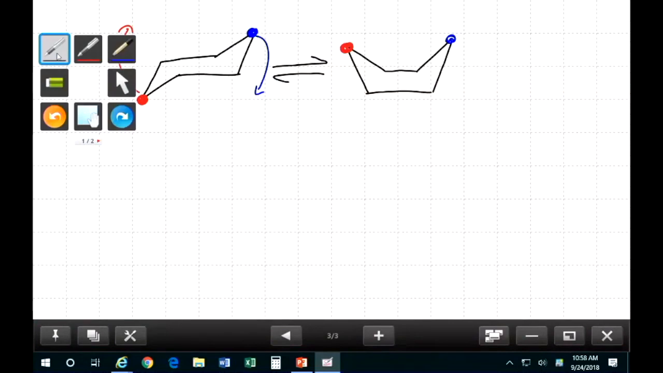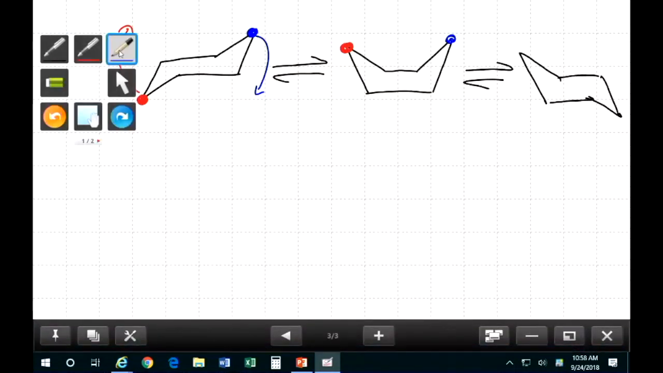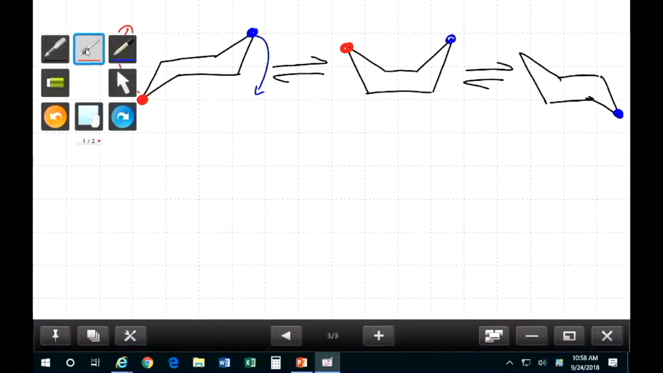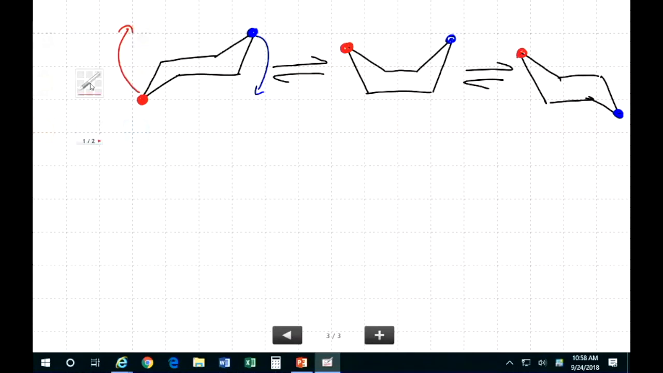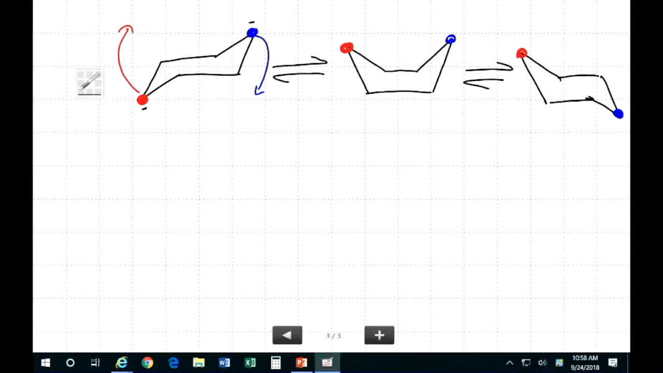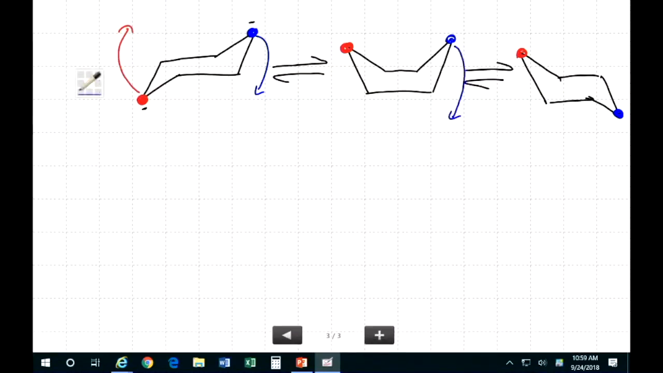So this carbon here is this one here. What you end up doing is just like we drew before. When we did the ring flip without showing the boat, we just grabbed the red dot and blue dot, pulled the red dot up and the blue dot down. When you show the boat, the red dot goes up, the blue dot stays up, and you make the boat conformation. Then once you're in the boat, you pull the blue dot down and you get to the other chair.